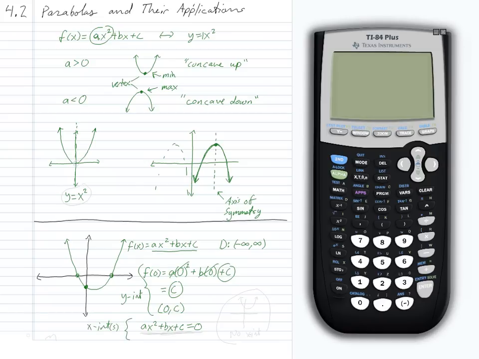And I should say x-intercepts, because our parabolas can have up to 2 x-intercepts. Here we see a graph exhibiting that behavior. If we look back at the graph of y equals x squared, we see there's just one x-intercept. And to see an example of a graph which has no x-intercepts, we can take y equals x squared and move it up a little bit, and maybe move it around horizontally. So we see this graph has no x-intercepts.